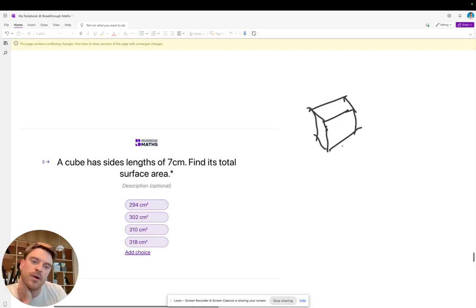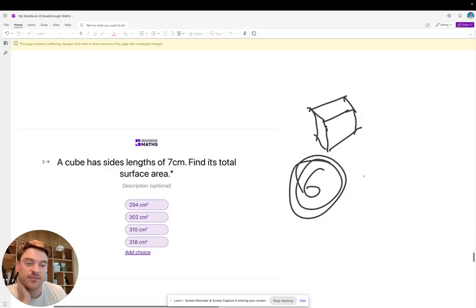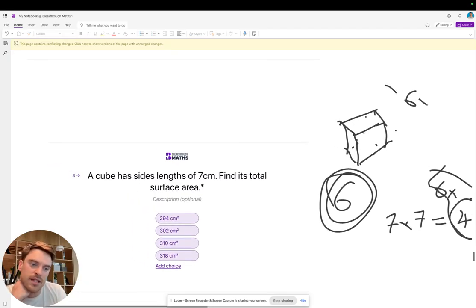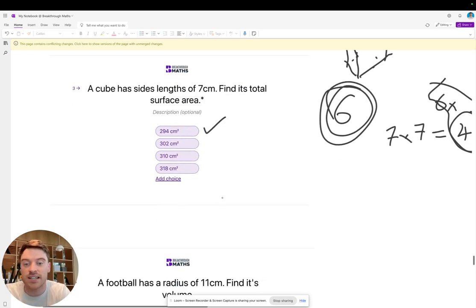So the cube has, how many sides to a cube? There are 6 sides to a cube. There's 1, 2, 3, 4, 5, 6 in the back. And every side is 7. So one side is 7 by 7, all right? What's 7 by 7? It's 49. And so we multiply that by 6 to get the full cube. 6 by 49. It's the same thing as 6 by 40, which is just under 300. So it's going to be this one here. That's the answer. Trickier one.